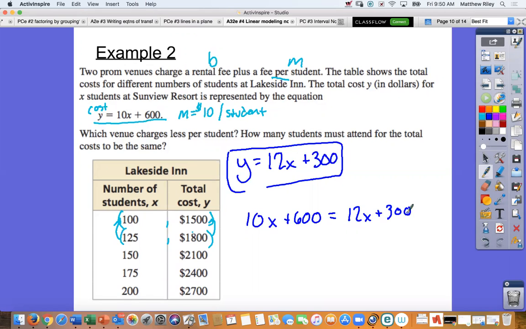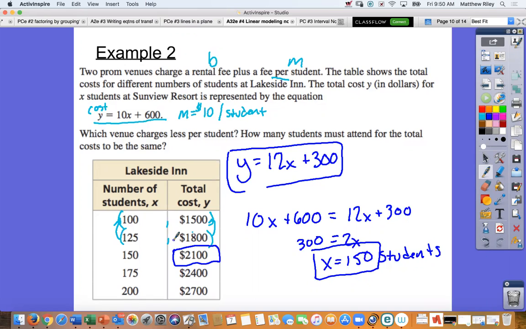I'm not going to show the math, but I'll walk you through it. So get x on the same side by subtracting 10x. Subtract 300. Divide by 2. And there is your answer. How many students must attend for the cost to be the same? 150. Make sure you put the label students. Again, if this were a standardized test, you would say it would take 150 students for the cost to be the same, and the cost would be, and then you just plug it back in, or in this case, you could just go back and look at the table, or the cost would be $2,100.